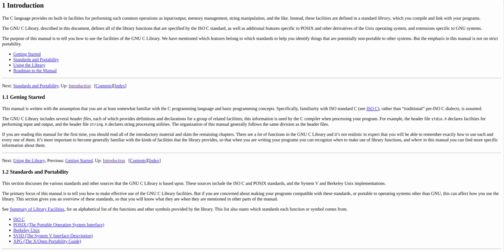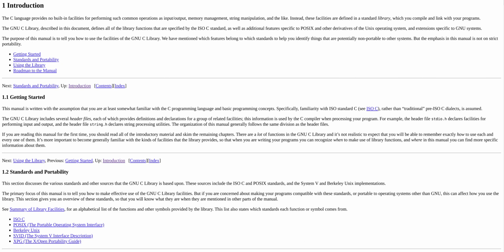It's more important to become generally familiar with the kinds of facilities that the library provides, so that when you are writing your programs you can recognize when to make use of library functions, and where in this manual you can find more specific information about them.